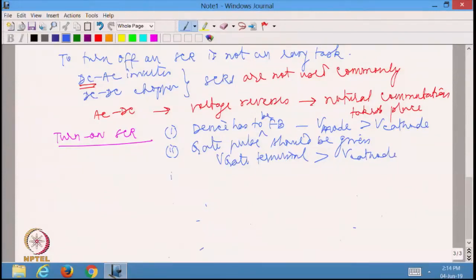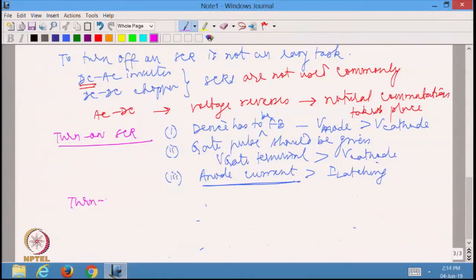Okay. The third condition is that even after these are done, the current flowing through the device has to be greater than the latching current of the device. The latching current essentially gets that name because the device will be latched into conduction only if the current is greater than the latching current. These are the three conditions for the turn on of the SCR.